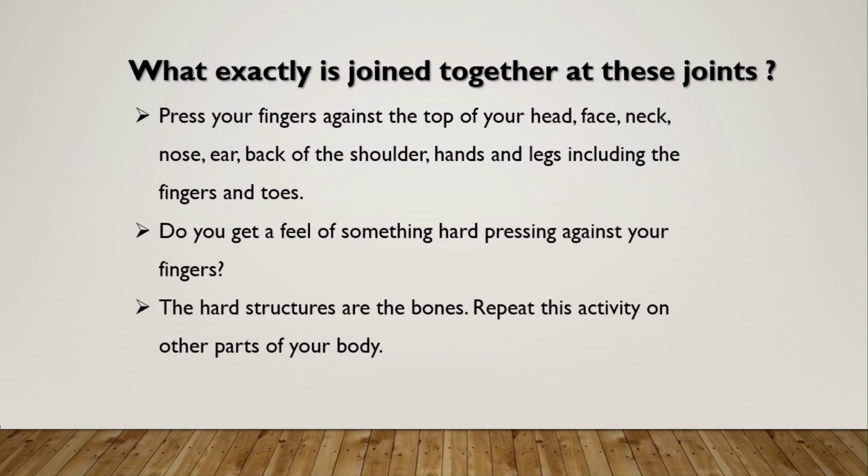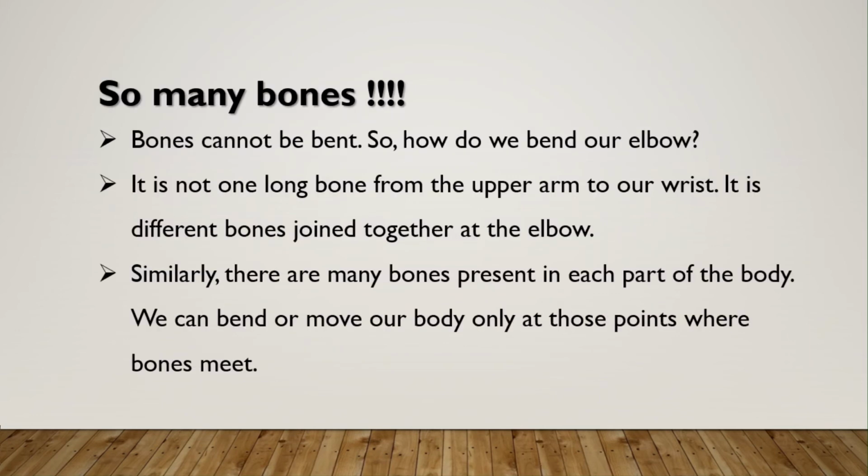Those hard structures are the bones. Press your finger at your elbow or at your fingers, where there are joints, and you will feel some hardness over there. Those hard structures are the bones. When you place your fingers all over your body from head to toe, you will come to know that there are so many hard structures in our body. That means there are so many bones.